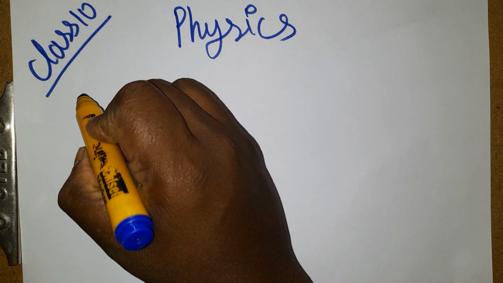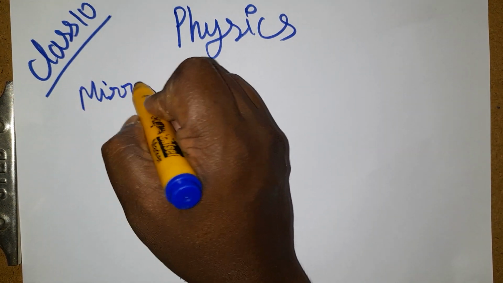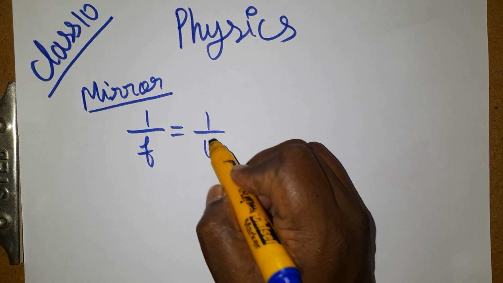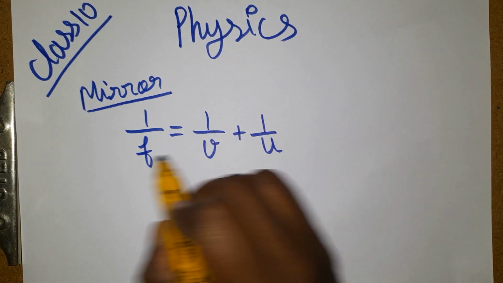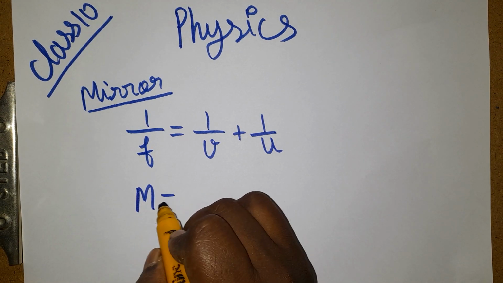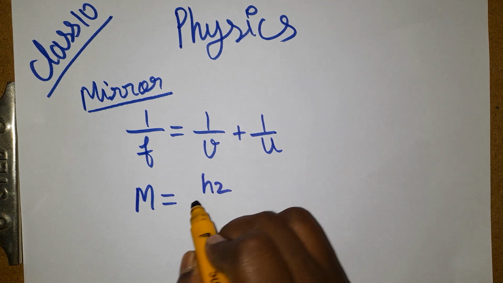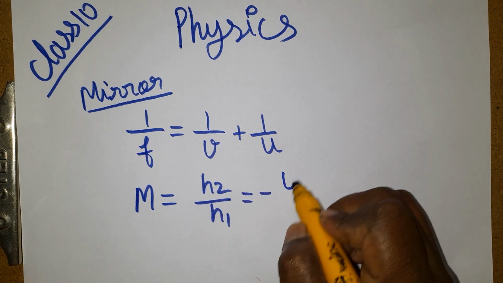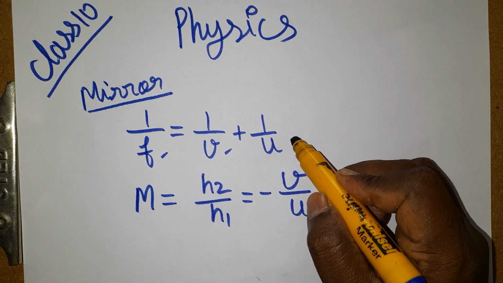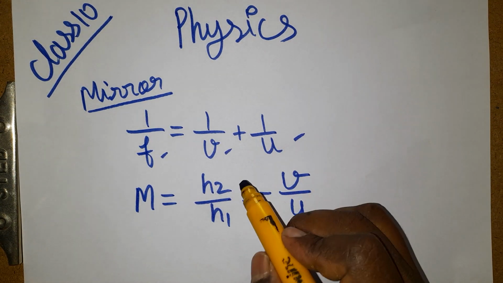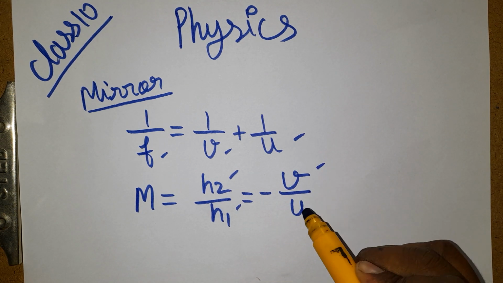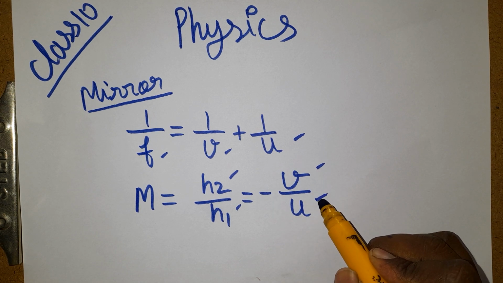Okay, the first thing, mirror. You need to know the mirror formula: 1 by f is equal to 1 by v plus 1 by u. This is the mirror formula. The next one, magnification: m is equal to h2 by h1, or minus v by u. f is the focal length, v is the image distance, u is the object distance. h2 is the image height, h1 is the object height.